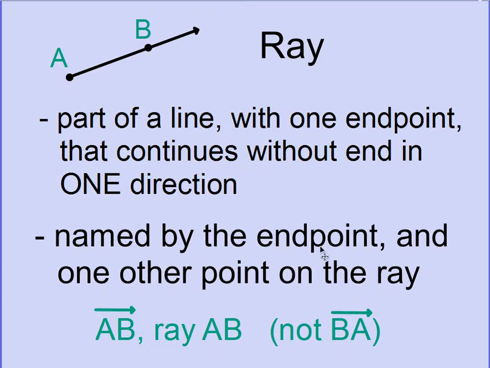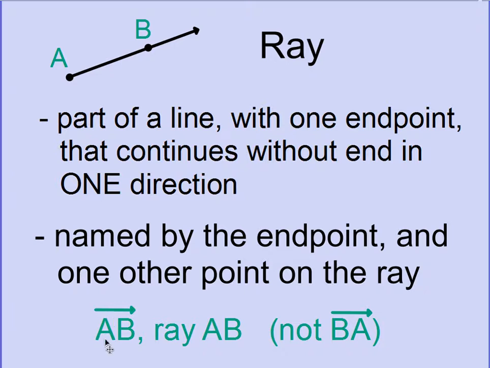A ray is always named starting with the endpoint and then another point that the ray passes through. So if I call this ray AB, the order is very significant. It tells me that the ray starts at endpoint A and then goes through point B. If I want to write that symbolically, I use the symbol for a ray, which is always the right pointing arrow. Don't ever name a ray with an arrow pointing left. That doesn't mean the same thing.